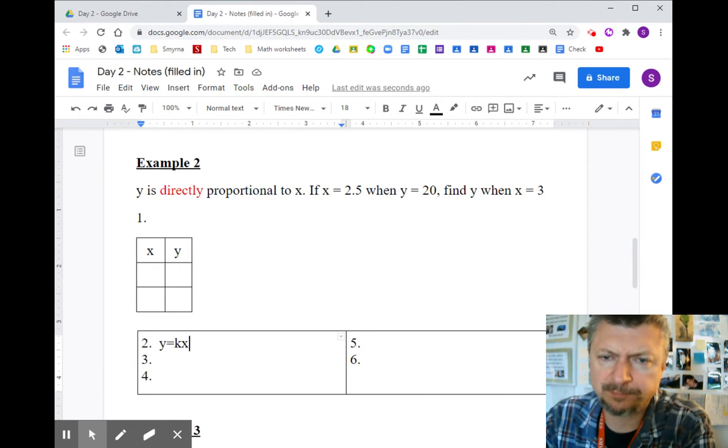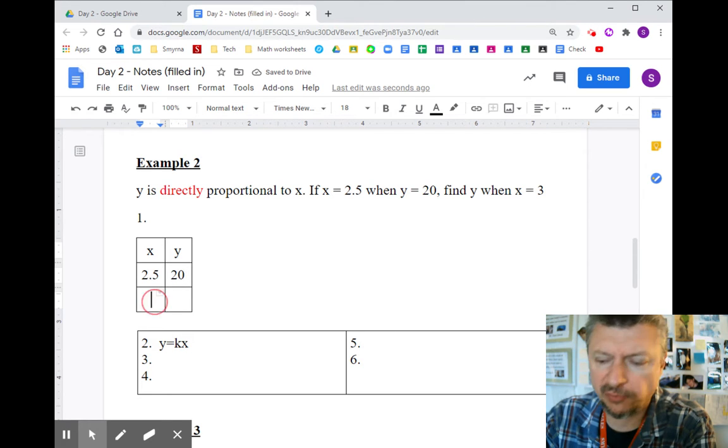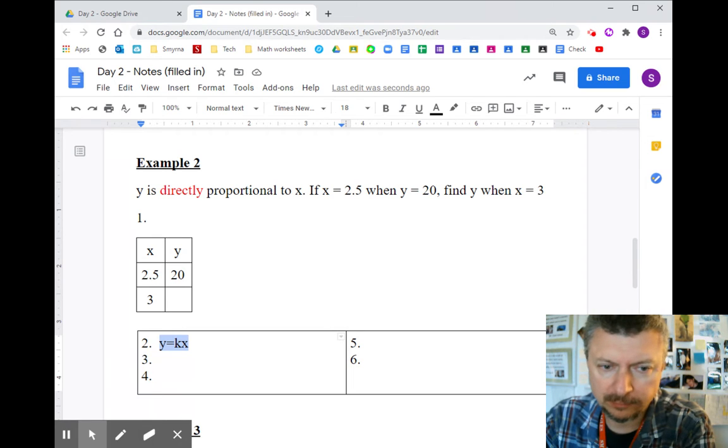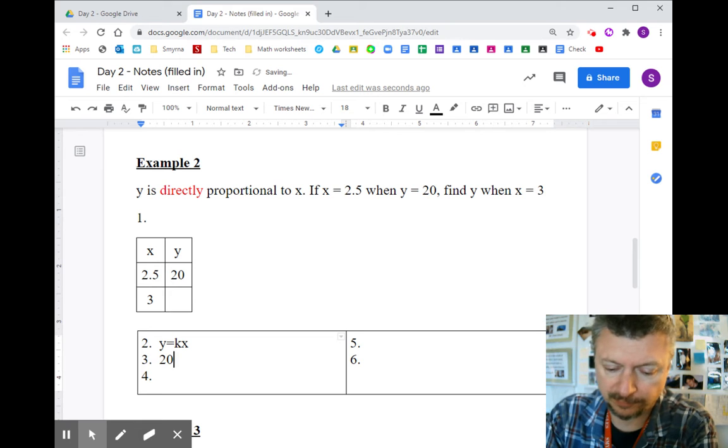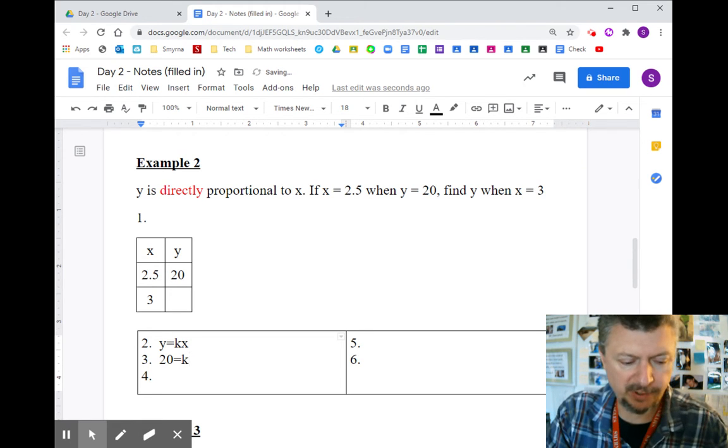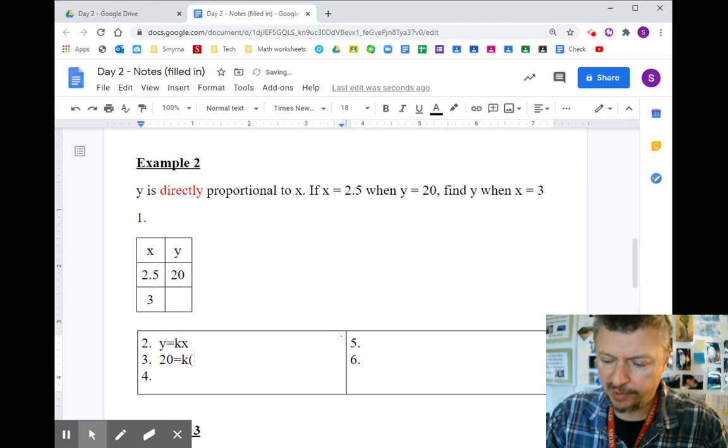Let's check step 1. X is 2.5 when y is 20. Find y when x is 3. So if x is 3, we don't know what y is. So step 1, step 2, it's direct. We're writing in the direct variation equation. Step 3, we're going to plug in an x and a y. Rewriting step 2, except we know y is 20. Okay, but we know that when y is 20, x is 2.5.